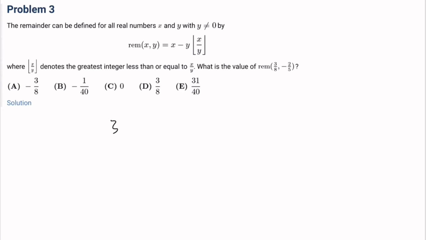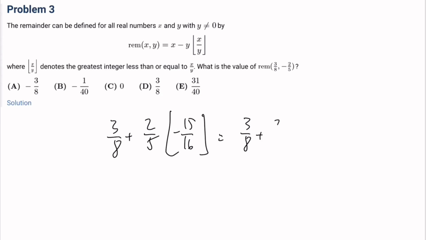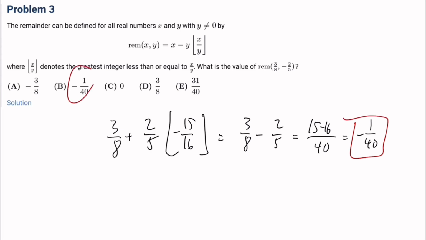So that's going to give us 3 over 8 plus 2 over 5 times the floor of 3 over 8 over negative 2 over 5. And so this is going to be equal to minus 15 over 16, so this is going to be equal to 3 over 8 plus 2 over 5 times minus 1. So this is just 3 over 8 minus 2 over 5, which gives us all over 40. And then 15 minus 16, which equals minus 1 over 40. And there is our answer, it's B.